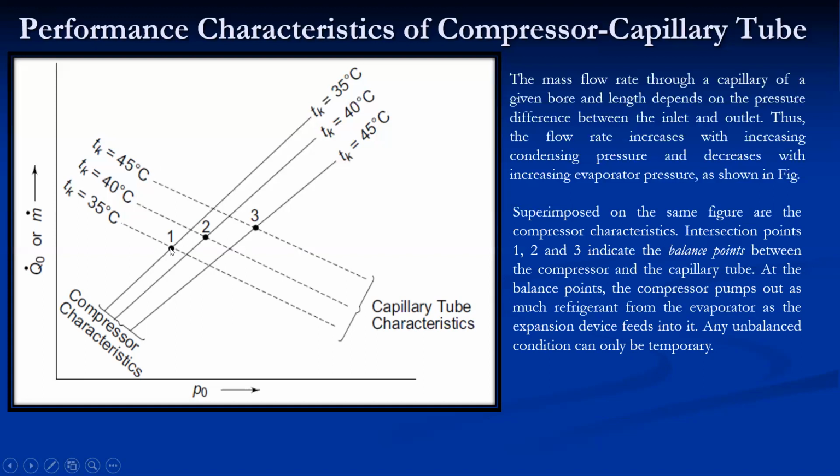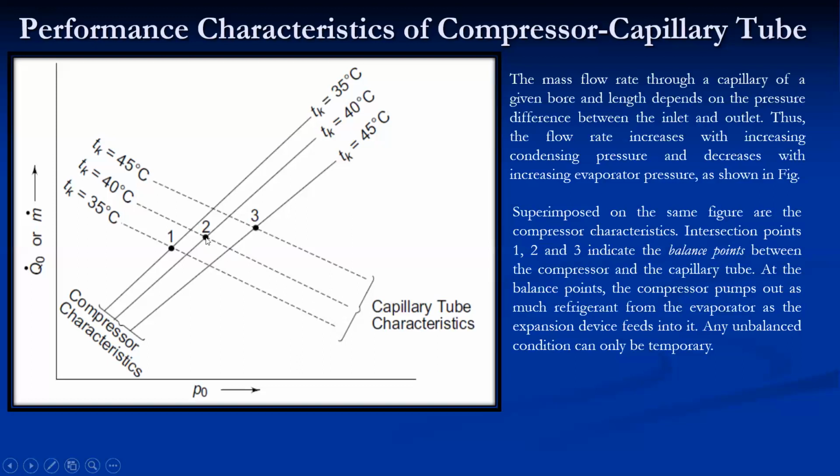One point where the compressor characteristic curve is at 35 degrees Celsius, and the condenser is also at 35 degrees Celsius. What does it indicate at the balance point? Suppose this is the balance point. At the balance point, the compressor pumps out as much refrigerant from the evaporator as the expansion device feeds into it. Any unbalanced condition can only be temporary, because this is the balance point.